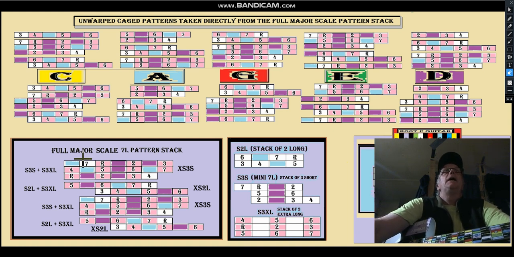Okay. Now, so what I did was I built the pattern stack. Remember I said, like, if this is a 3 and this is a 3, that's the C shape. Trust me, it is. There's your 3 and there's your 3 over there. It's just taken right from the pattern stack. But we're not taking a lot of extra notes with us, just what we need.